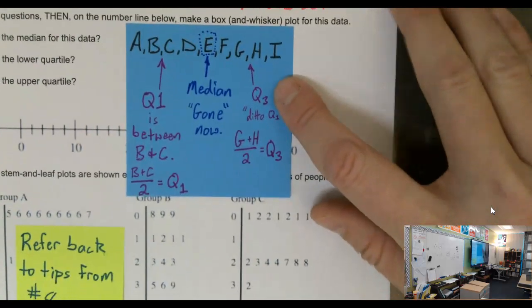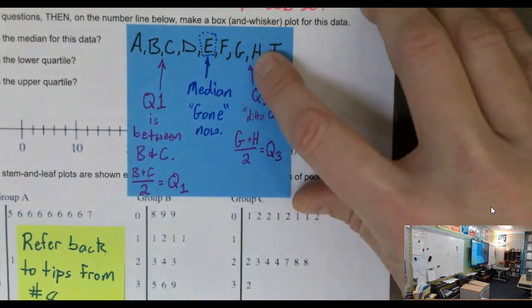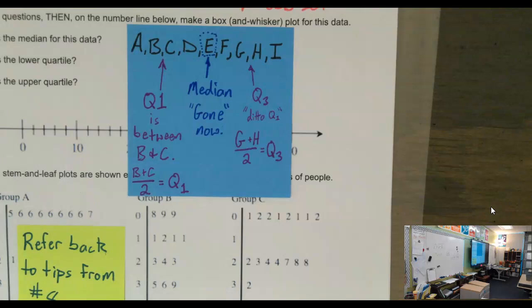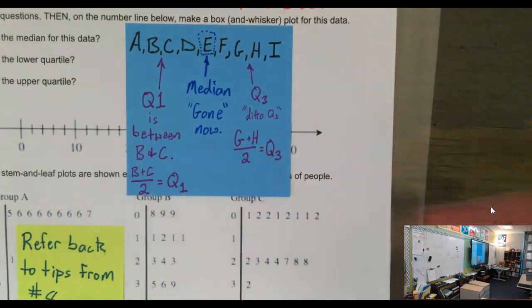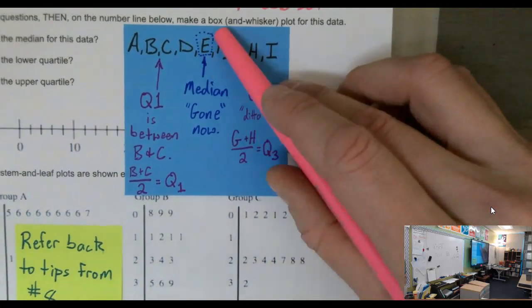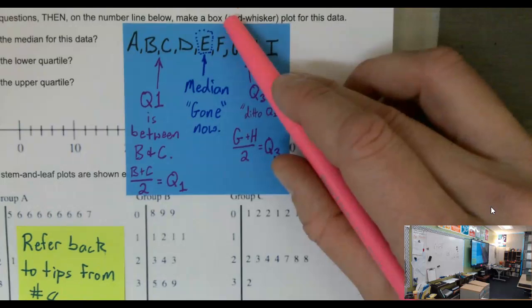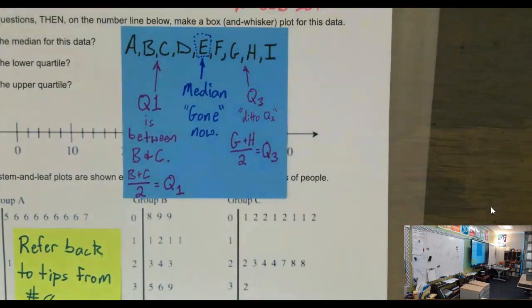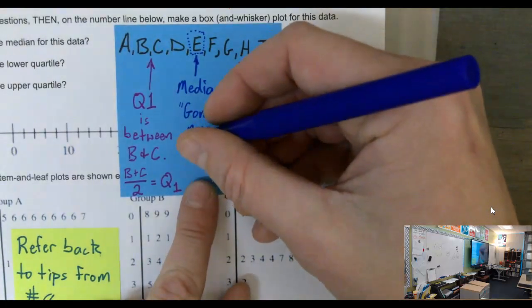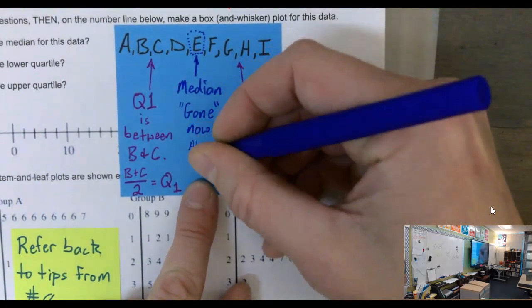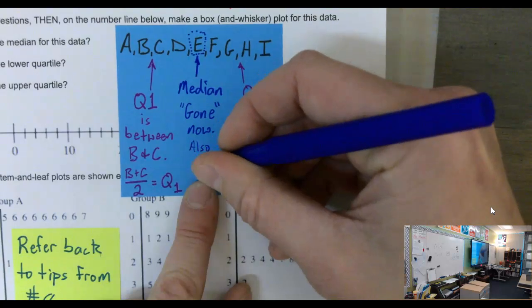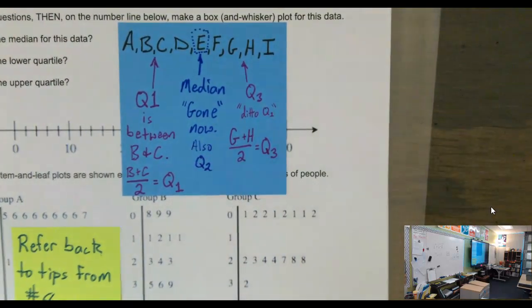Quartile 3 is between G and H. So we add them together, divide by 2. Or, if you can figure out what numbers, just straight up between them. That's the thing that people are goofing up, is E disappears once we use it as the median. And also, guys, E is quartile 2.